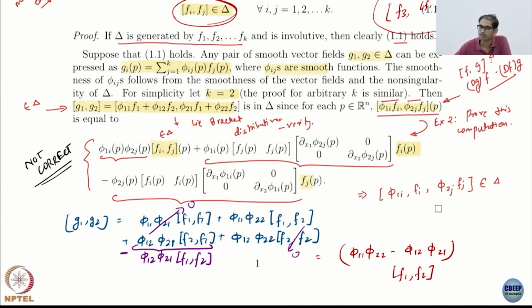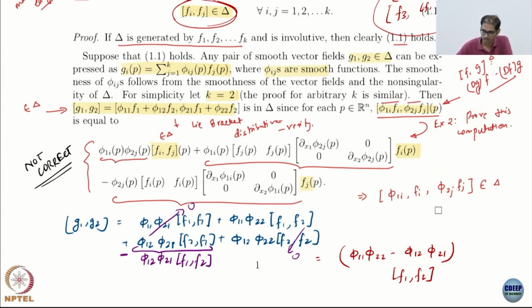That's what I have used. I have just broken open the bracket just like you would break open any product. It works exactly like this. So I get 4 terms. Now 2 of these terms have the same entries, [F1, F1] and [F2, F2]. Just because the Lie bracket is antisymmetric, this is 0. If the two arguments are the same, this is actually 0, a zero vector field. So this one is 0, this one is 0. I am left with [F1, F2] and [F2, F1].